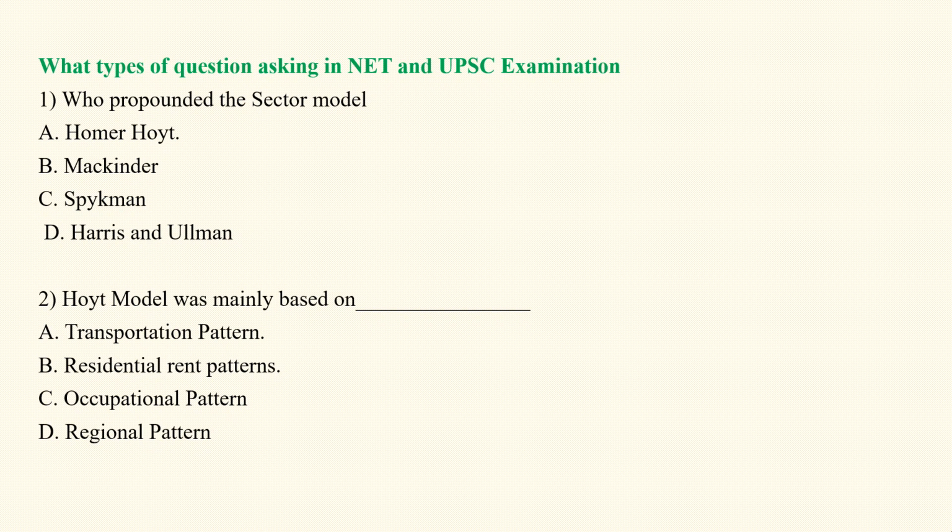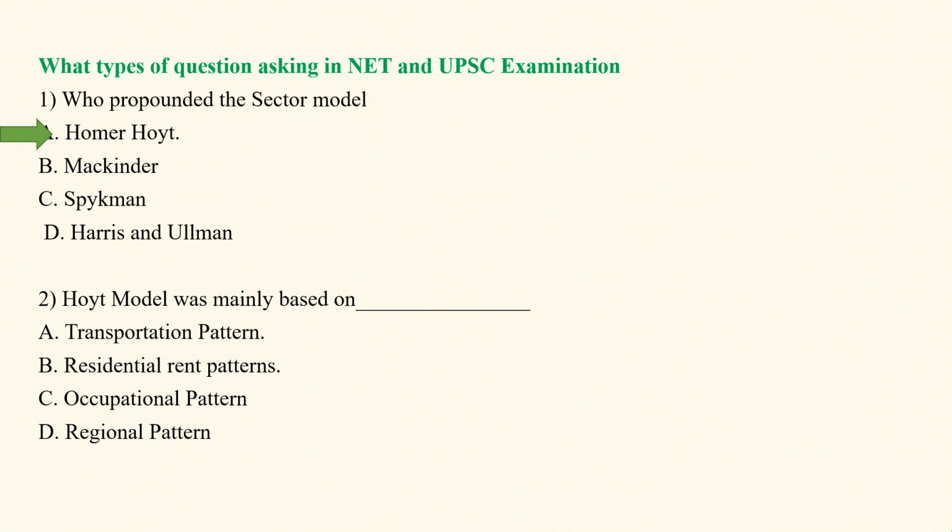B. Mackinder, who propounded the heartland theory in year 1904. C. Spykman, who propounded the rimland theory in year 1942. And last one, D. Harris and Ullman, who propounded the multiple nuclei model in year 1945. And the correct answer is Homer Hoyt, who propounded the sector model in year 1939.